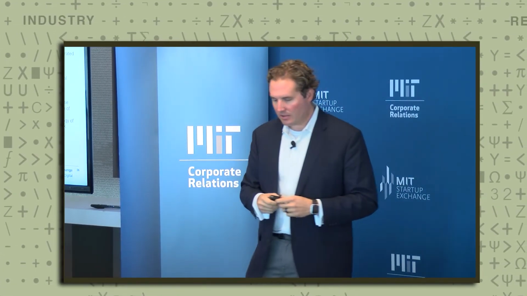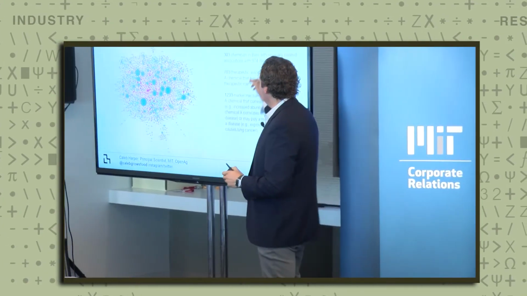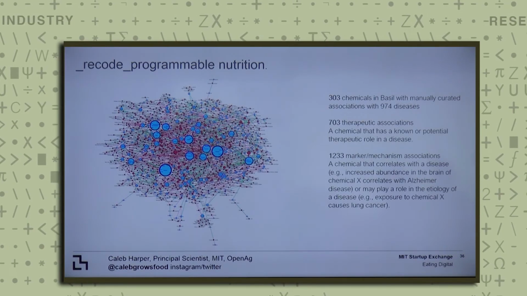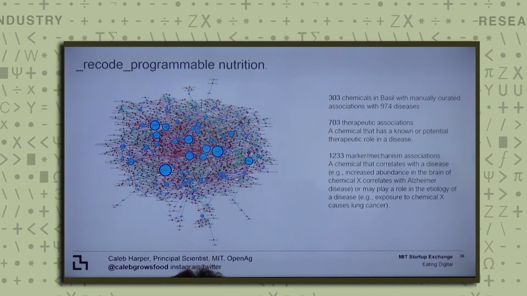We also are now starting to work on this with nutrition. Just to give you a sampling, a single basil plant has 303 chemicals with 974 disease correlations. You don't think about it, but a basil could be designed as a pre-diabetic basil, or a basil that is good for heart disease, or certainly a tomato that's good for heart disease.